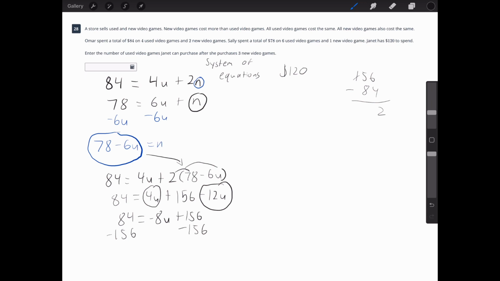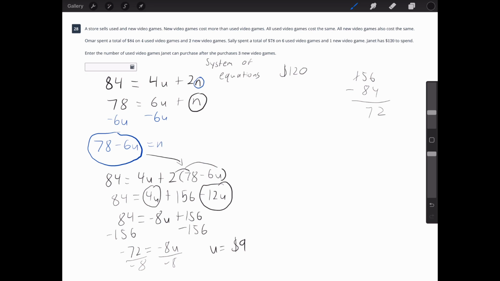So you get negative 72 is equal to negative 8u. Last but not least, divide by negative 8. Right? And that should give you that u is equal to $9. So we know the price of used games is $9.